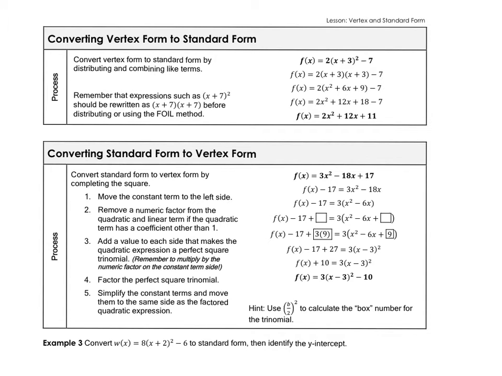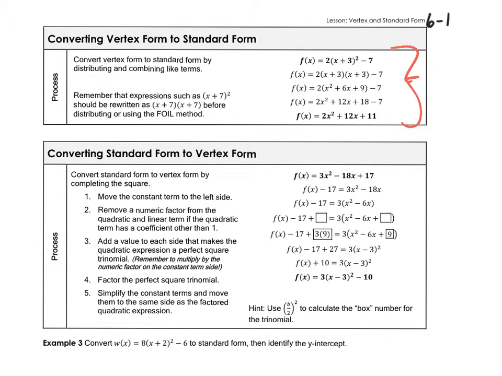Okay, this is lesson 6-1, and it's page 3. And if you look at the top box, it's talking about converting from vertex form to standard form. And the second box is converting standard into vertex. So let's kind of look at what they did right here.